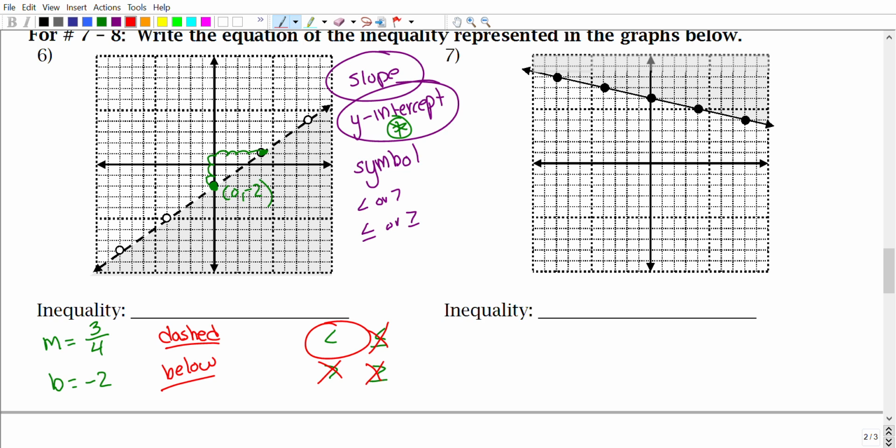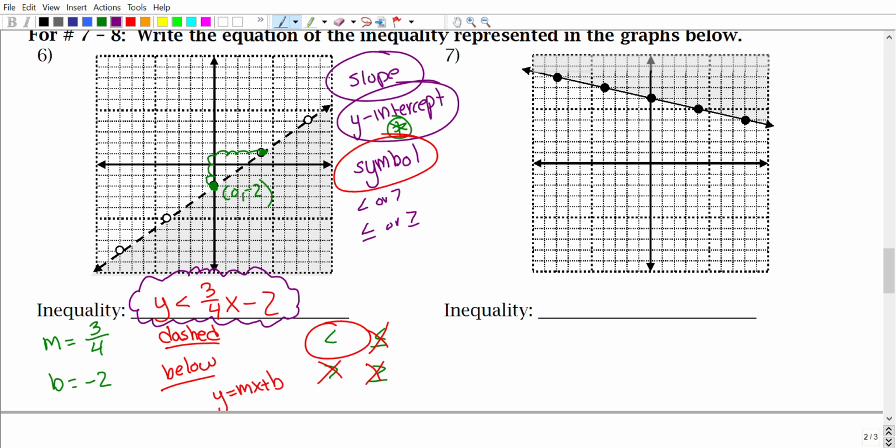Now I have everything I need. Again, I need something in this form. Now I have my symbol, my y-intercept, and my slope. So I'm going to start with y, my symbol, which is less than 3/4 x minus 2. I have officially written my first inequality given the graph.